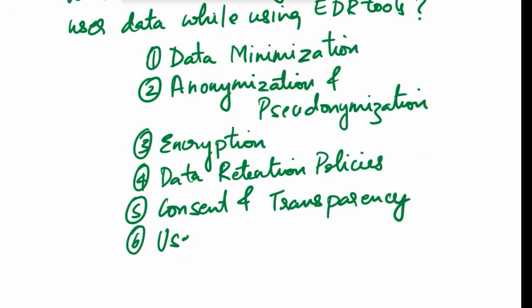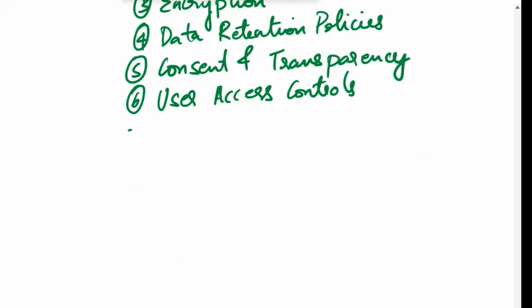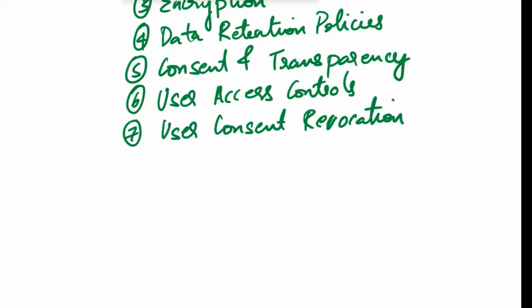And then we have user access controls. Implement strict access controls to limit who can access and process user data. Only authorized personnel should have access to sensitive information. Another strategy is user consent revocation. Provide users with the ability to revoke their consent for data collection and processing at any time. Ensure that the revocation process is clear and straightforward.